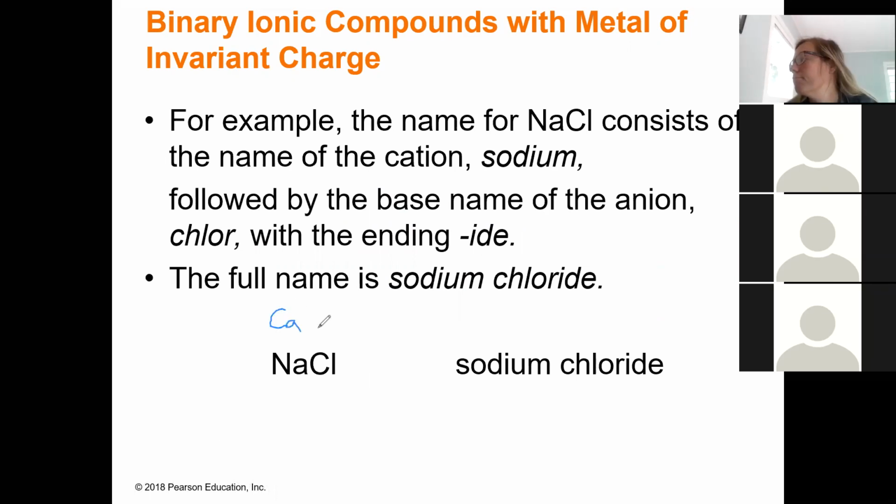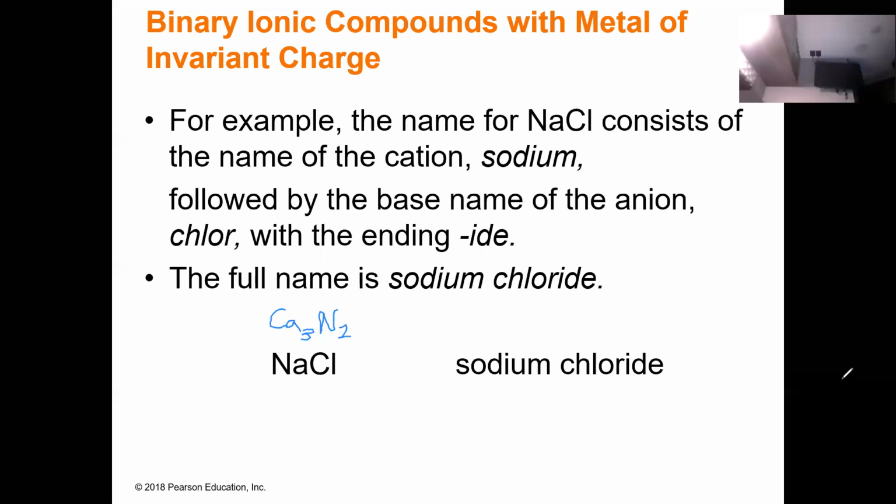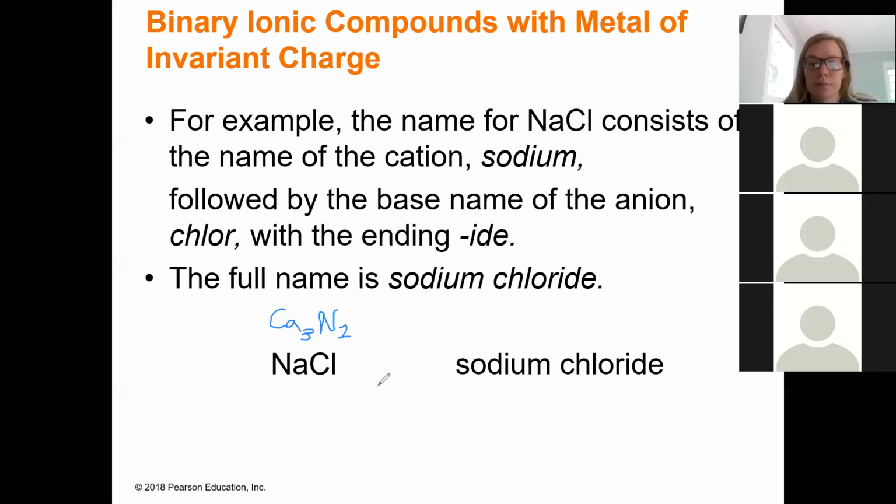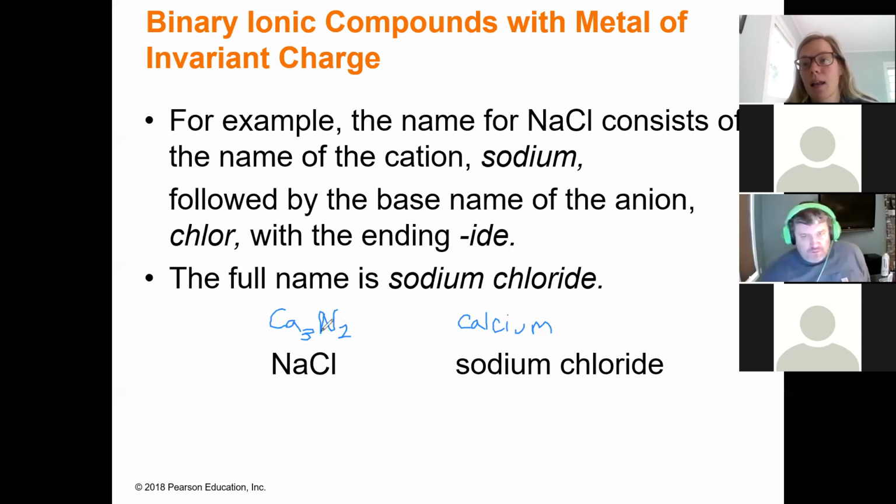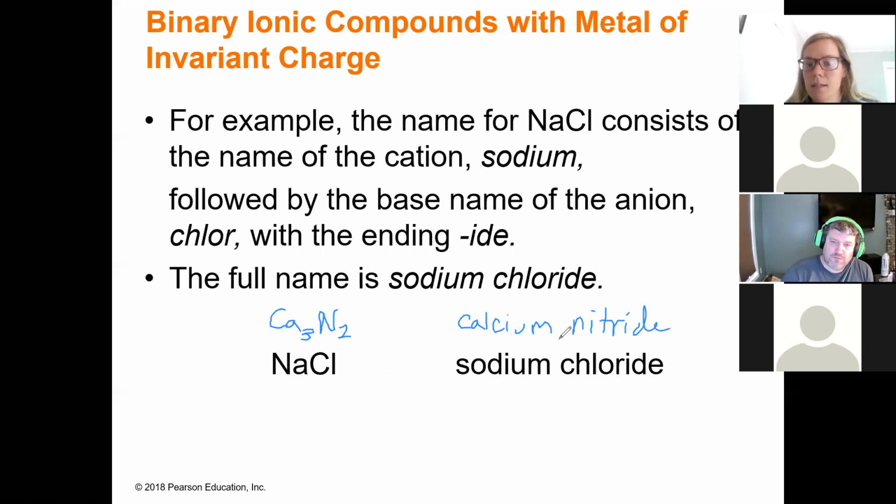What if we have, let's do another one. Ca3N2. This thing here is calcium. That's the metal. It's got a predictable charge. And then we list the non-metal. We take the base though. We don't use nitrogen, we use nitr, and we ide it, nitride. Nitride. Calcium nitride. Nothing too revolutionary, right? We just are really iding the second guy.